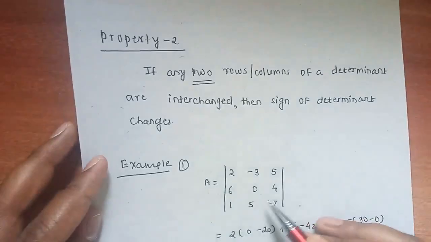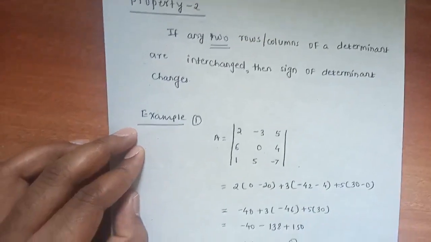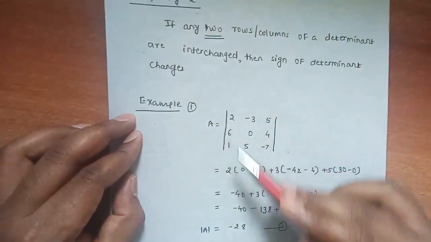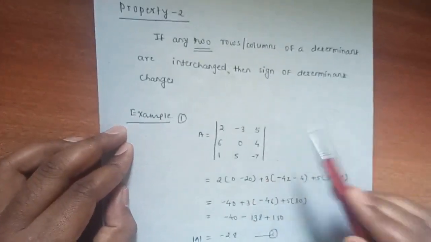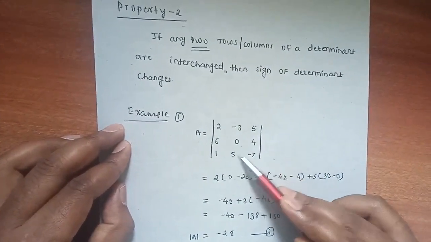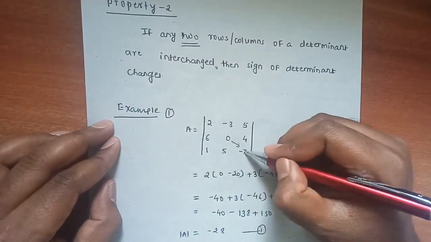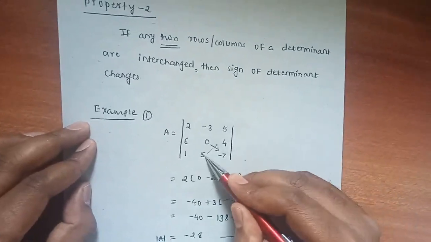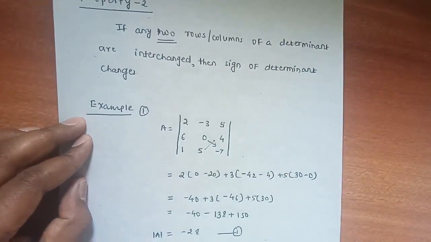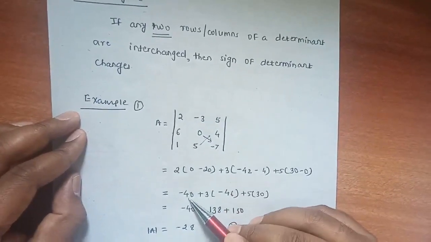Now remember this, just see this determinant I have given. I have expanded the determinant, the answer is coming minus 28. The expansion method is again the same. 2 here, and leave this row and this column. The elements are 0, 4, 5, minus 7. Then we have to multiply: 0 into minus 7 is 0, and 5 into 4 is 20. I have to subtract these, so 0 minus 20 is minus 20. Minus 20 into 2 is minus 40.